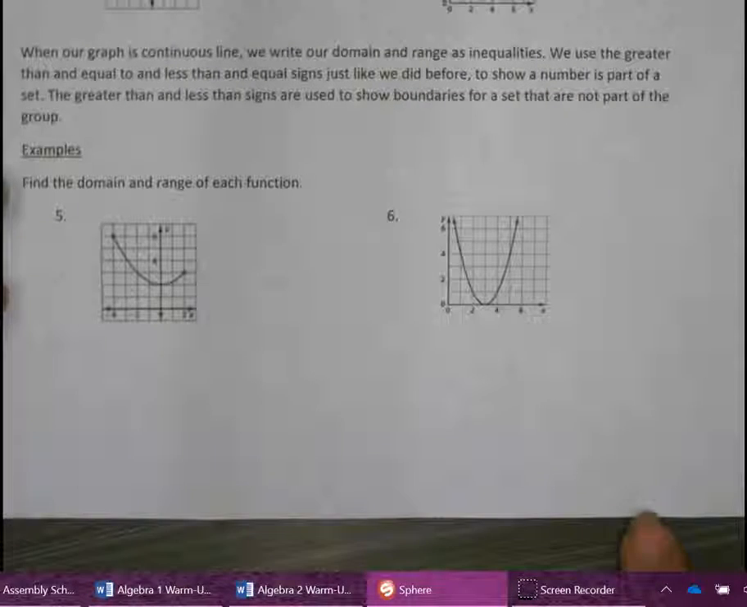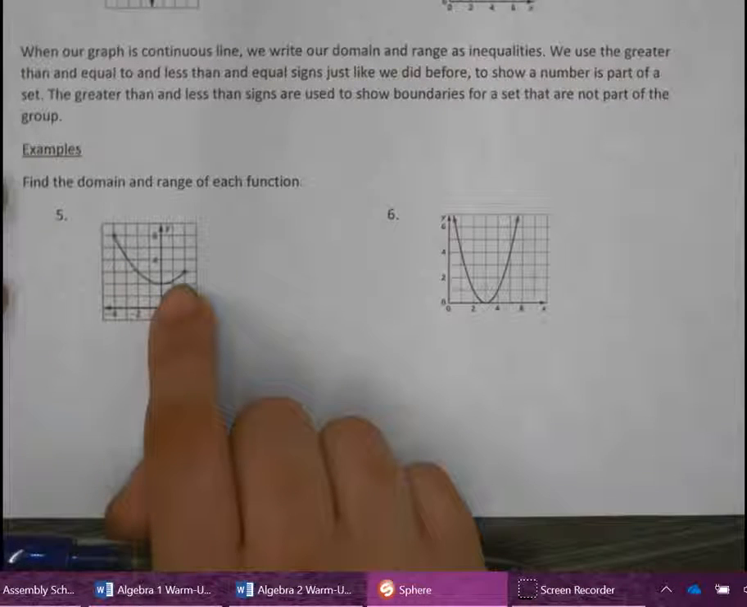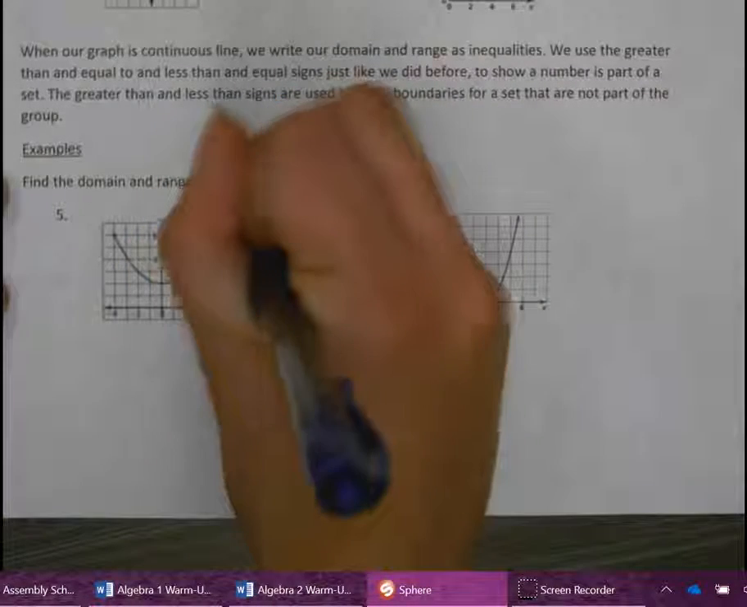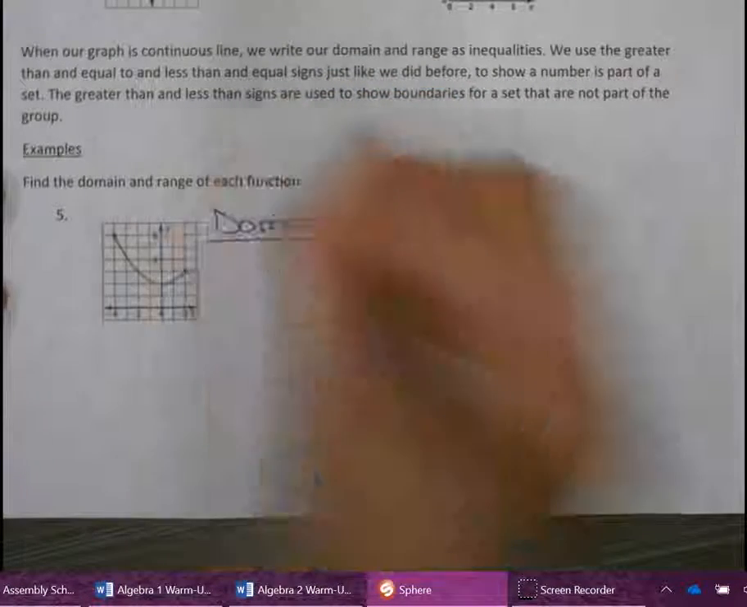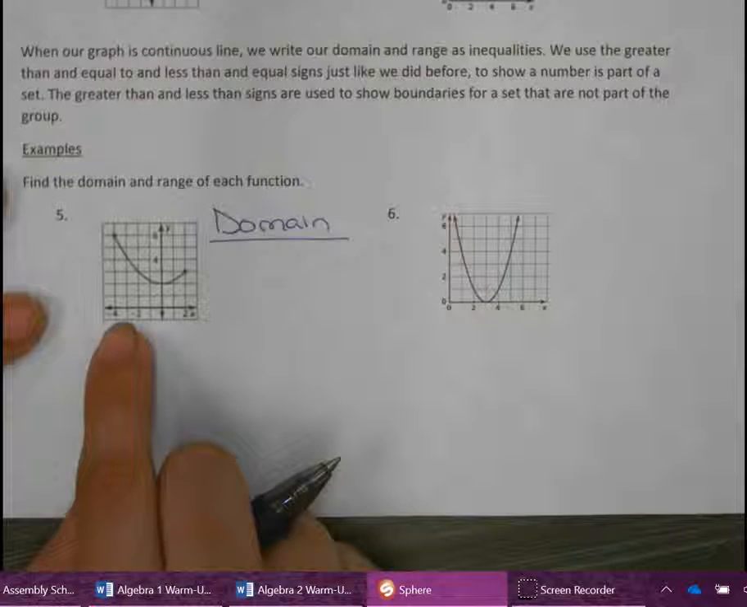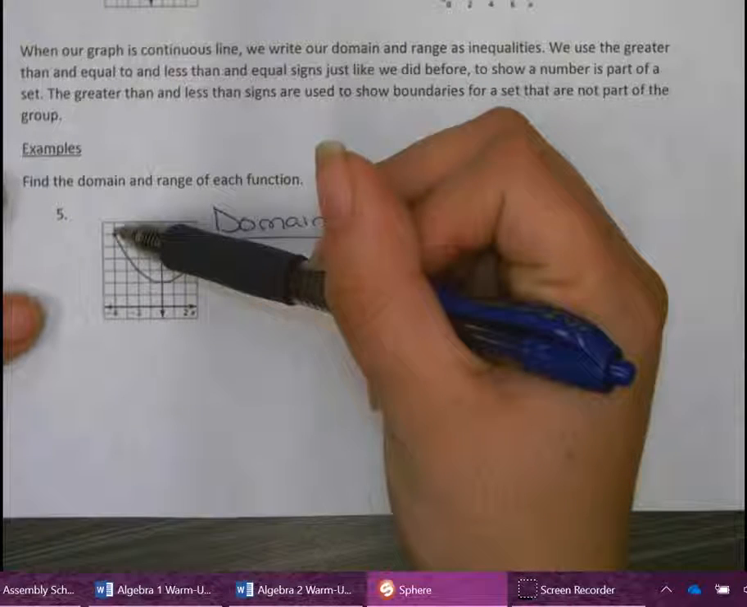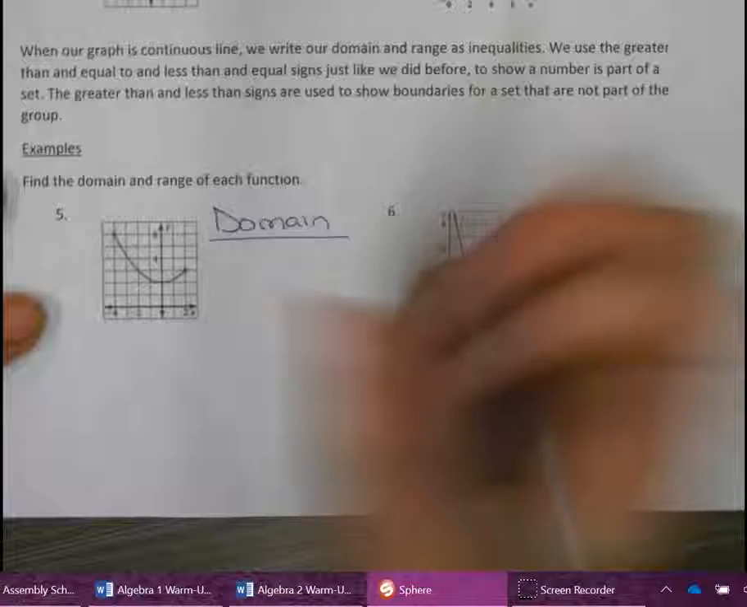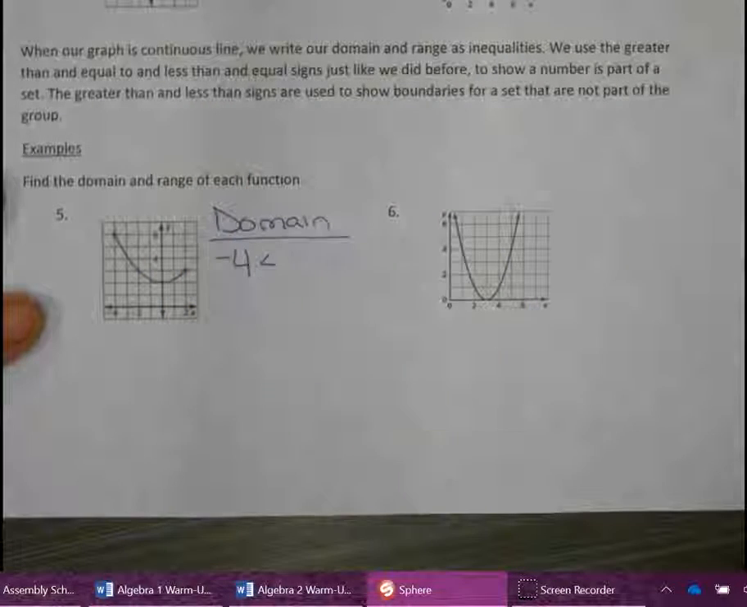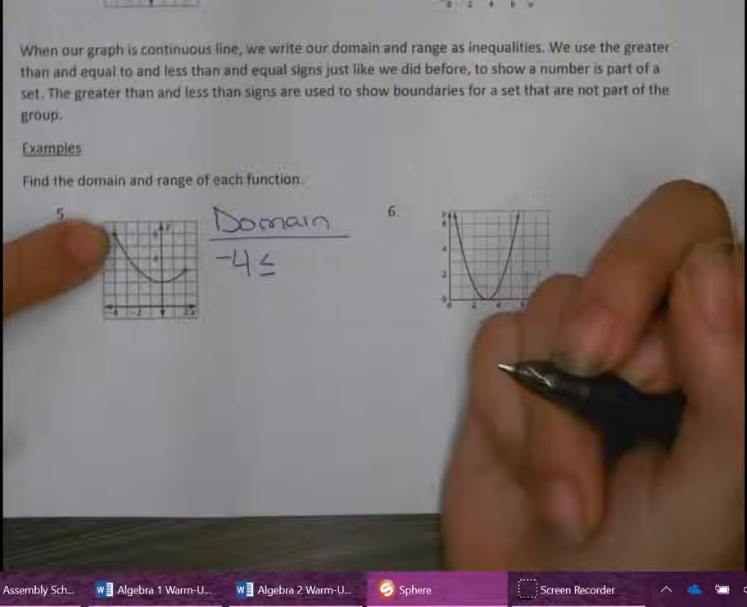Okay, so when I'm looking at these ones, notice how these ones are connected, unlike before when they were dots. So this is where I'm going to use inequalities to show my domain and range. So what is my lowest x value on this graph? What is this point right here? What's the x value for it? -4. Is it a filled-in circle or an open circle? It's solid, so it's filled in, so that means it's equal to, because it includes the number.